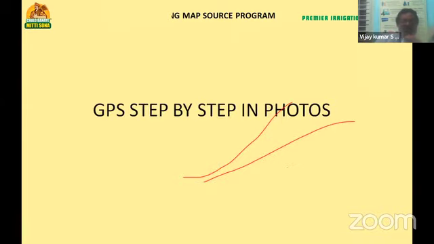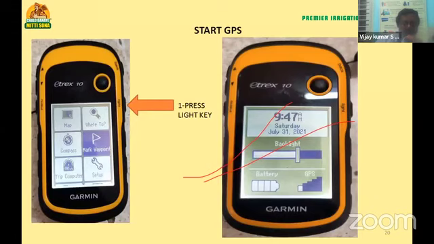So just to summarize and for easy understanding, I'm going to show you this step-by-step procedure in the form of photographs. So let us look at the first photograph. This is the eTrex 10 Garmin instrument. You press the light key, okay? Then immediately you are seeing the option waypoint. So you press the light key, and then the system is on.